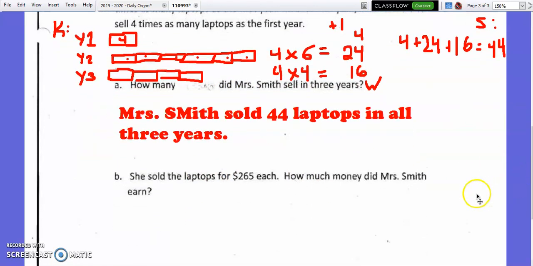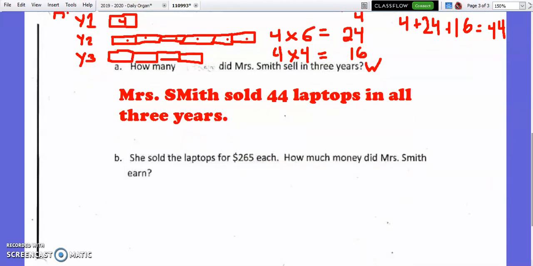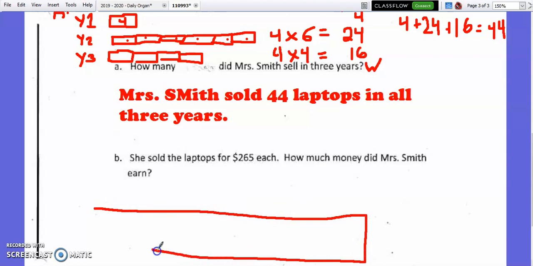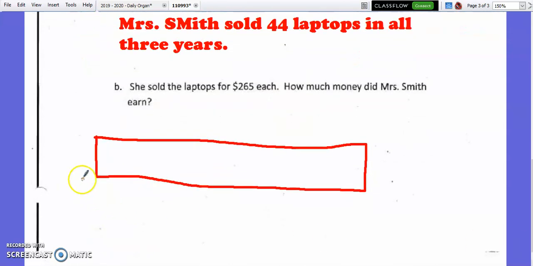The second question says, she sold the laptops for $265 each. How much money did Mrs. Smith earn? Well, that means for each individual laptop, it costs $265 a piece. So I need to use my area model. This is a bit of a challenging question. My area model is going to be really big. I'm going to have a double-decker area model because she sold 44 of them.